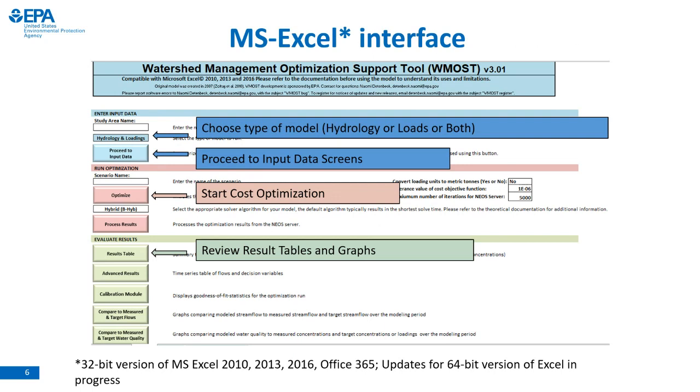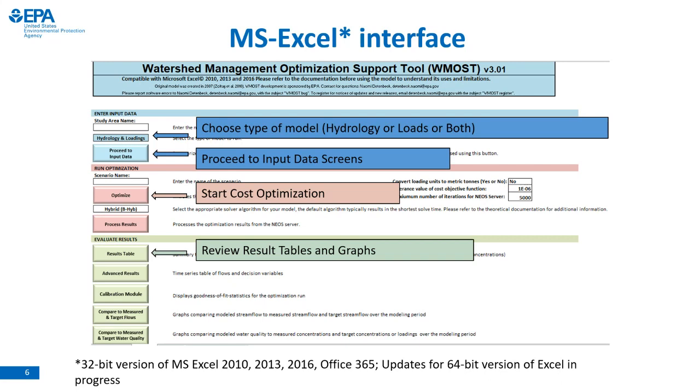I mentioned that WMOST is built on a Microsoft Excel interface. It's currently configured to work with the 32-bit version of Microsoft Excel, which used to be the default version installed. Just recently, Microsoft switched to using the 64-bit version as a default for installation. You can actually install either version regardless of whether you have a 64-bit computer or not. We do have updates for the 64-bit version of Excel in progress, but we've tested WMOST on 2010, 2013, 2016, and Office 365 versions of Excel.